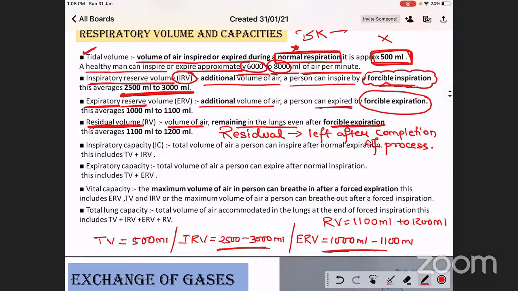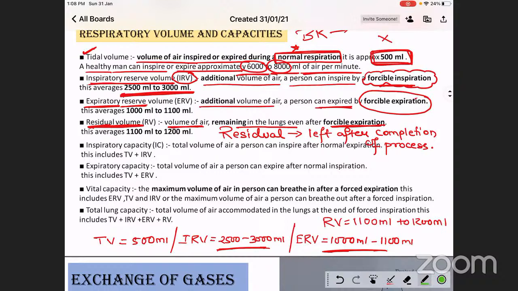Okay, so we have completed all the volumes. TV, IRV, ERV, RV, and you have to remember them. Why do we have to remember them? Because these respiratory volumes will help you to measure and calculate your capacities. We have not yet reached the capacities. These volumes will take you up to your capacities, meaning the inspiratory capacity, expiratory capacity, and total lung capacity. So let's talk about them now.